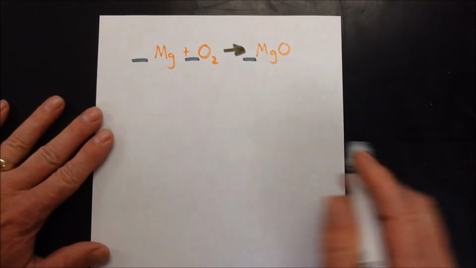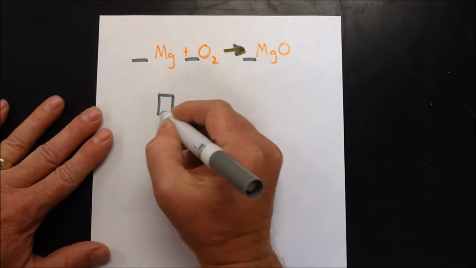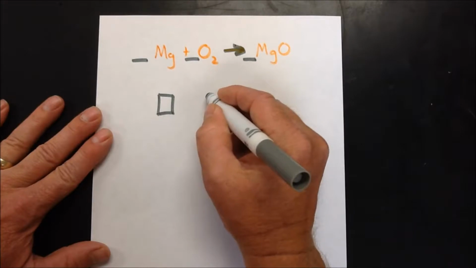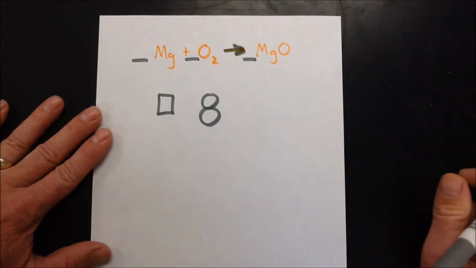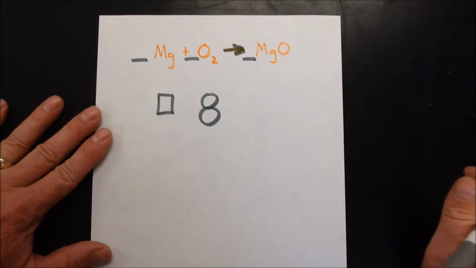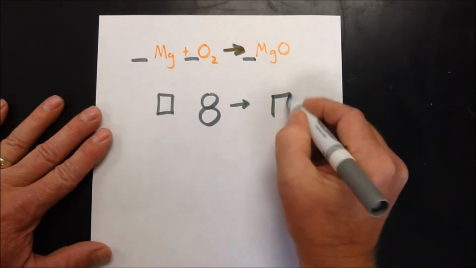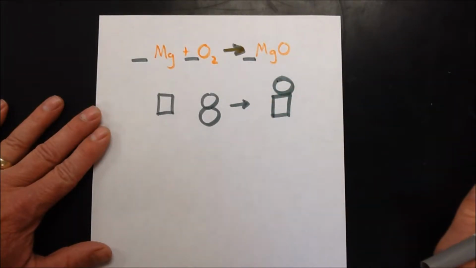So the method I'm going to use here, we're going to balance this by shapes. I'm just going to pick a shape to be magnesium. I'm going to use a square here for magnesium. For oxygen, pretty simple, we'll use a circle, but I'm going to do 2 of those, and I'm going to draw them connected because that represents an oxygen bonded to an oxygen. Now on the product side, I'm going to end up with a square for magnesium and an attached circle there for the oxygen.